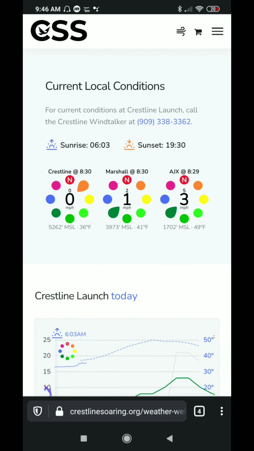I'm hoping to give you guys a little information, show you how to use some of these charts so that you can make some flight planning decisions for yourself over the next few days. So I'm on the Crestline Soaring webpage. These are linked in your new student package, or you can just head over to the website and check it out. Here's the real-time data showing that it's kind of weak south at the moment.